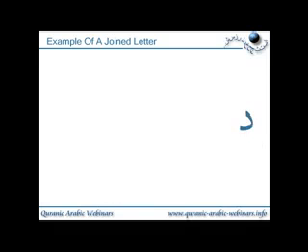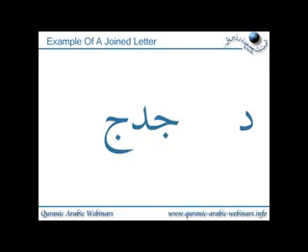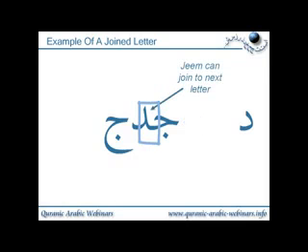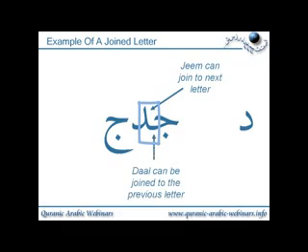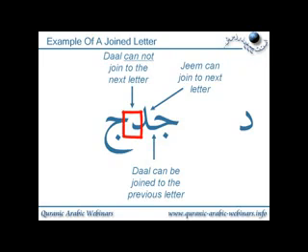Another example, so here we have the letter Dal, and what we've done here, we've taken the letter Jim, which can join to the next letter, and we've joined it onto the Dal. So Jim can join to the next letter. Dal can be joined to the previous letter. So we've seen that here. However, Dal itself cannot join to the next letter. So we've put another Jim after the Dal, but you can see it does not connect and is not allowed to join. So you'll never see Dal joined up to the next letter, but you can see it joined to the previous letter.